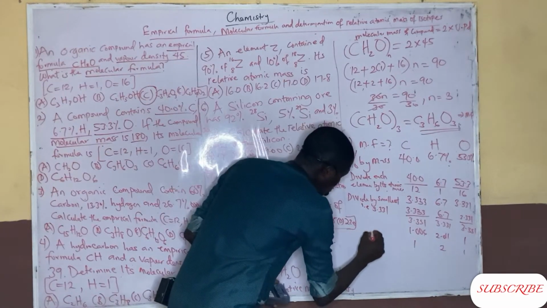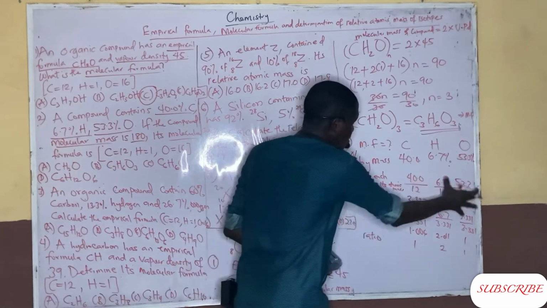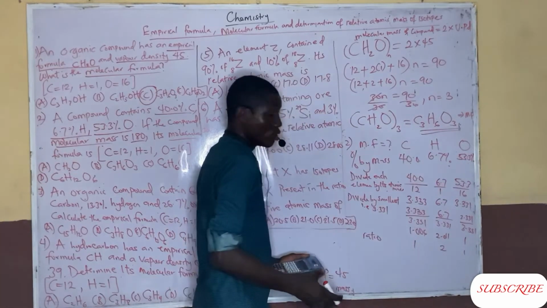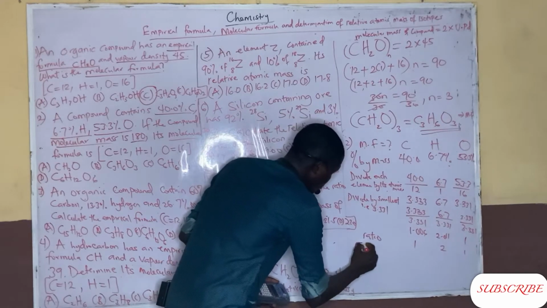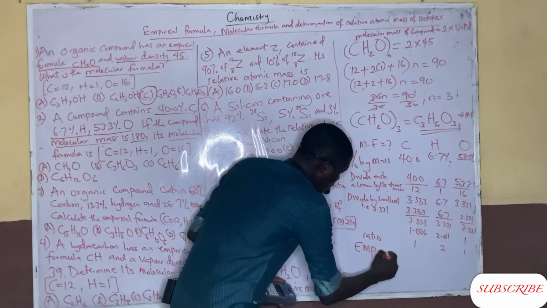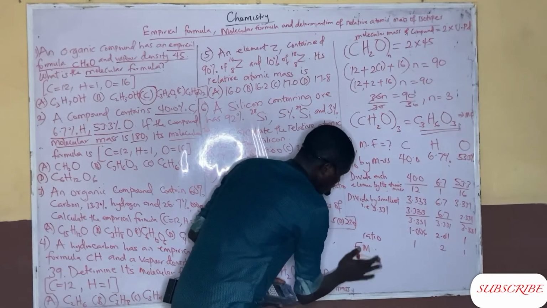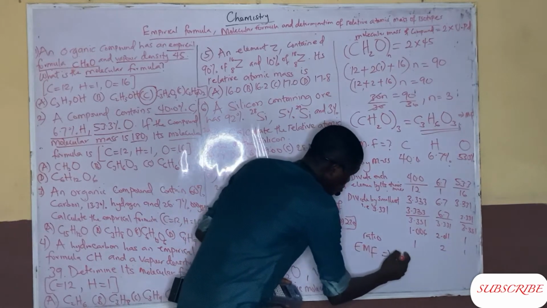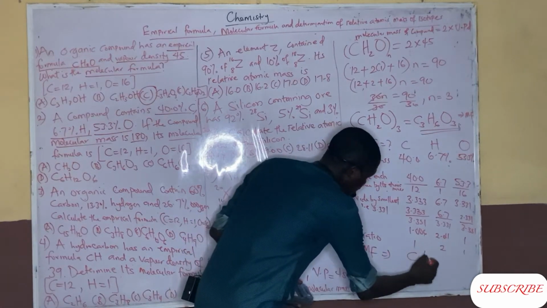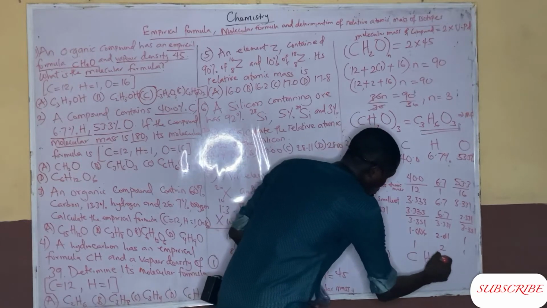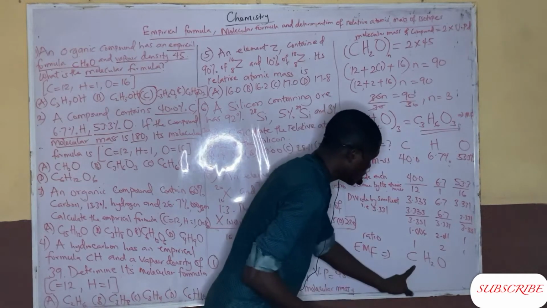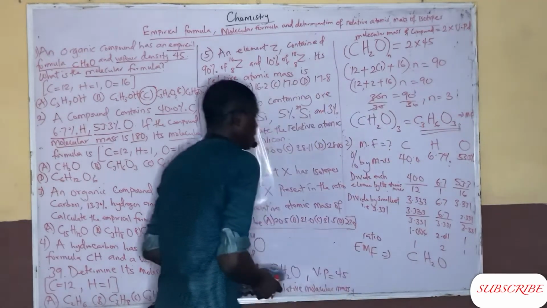This is the ratio at which the elements combine with one another. So the empirical formula will now be equal to C1H2O. So that is the empirical formula.